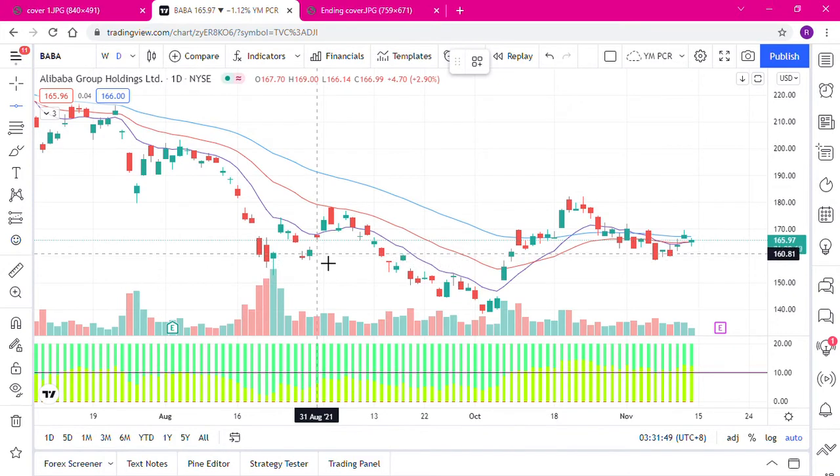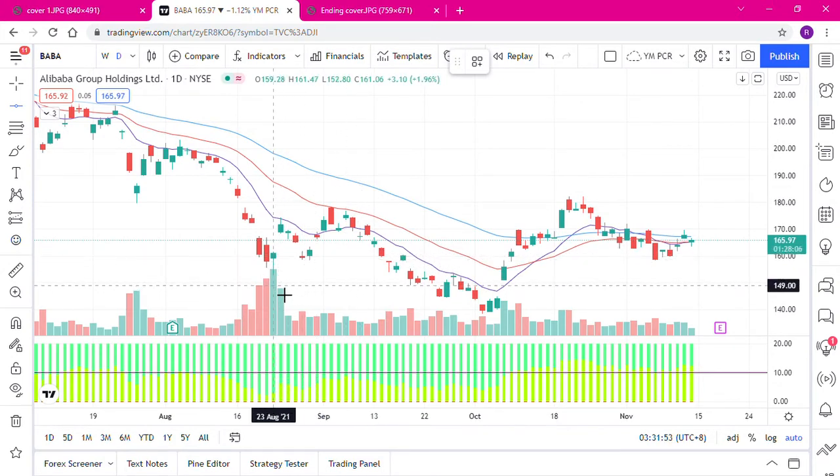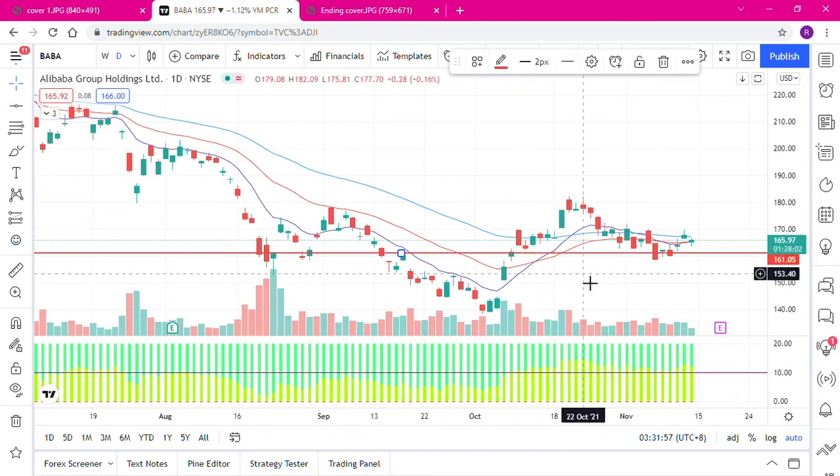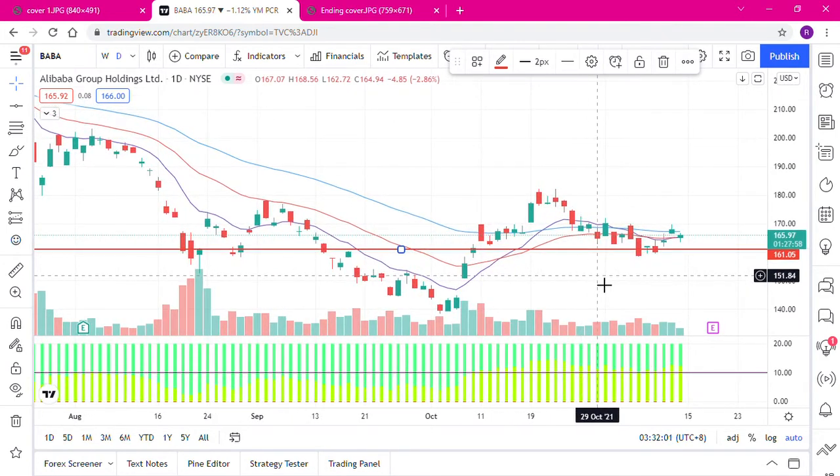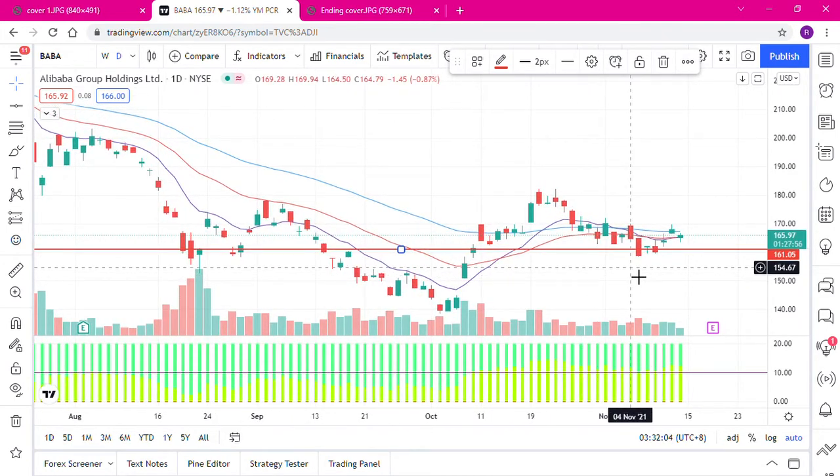As you can see, find the recent highest volume, which is this day. All right, the highest point, draw a line. So this is the support line. As long as it's maintained above $160, it still has potential to carry out a trend reversal.